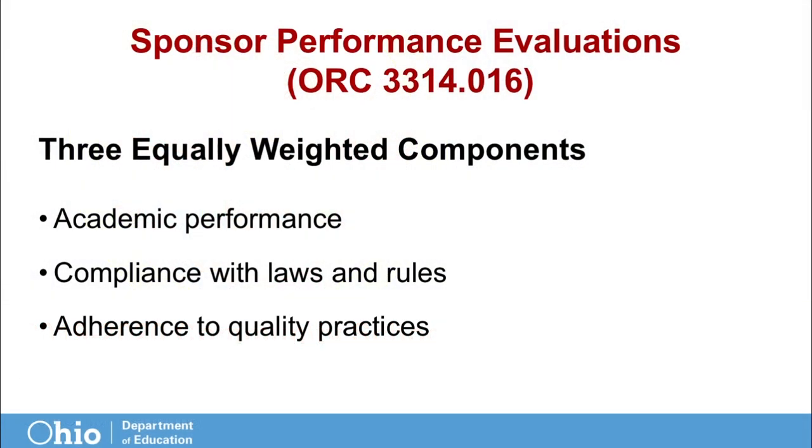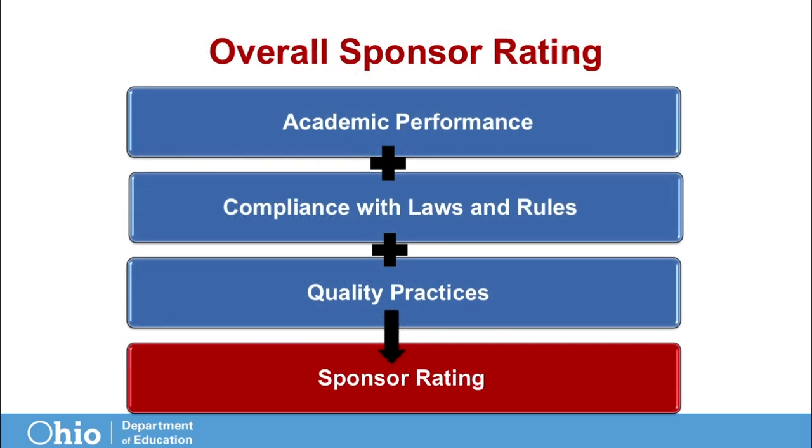The sponsor performance evaluations are made up of three equally weighted components: student academic performance of the sponsor's community schools, the sponsor's compliance with laws and rules, and the sponsor's adherence to quality practices. Once each of the three components has been evaluated, rated, and scored, those scores are then combined to determine the sponsor's overall evaluation rating. The points received for academic performance plus the points received for compliance plus the points received for quality practices equal the overall sponsor evaluation rating.